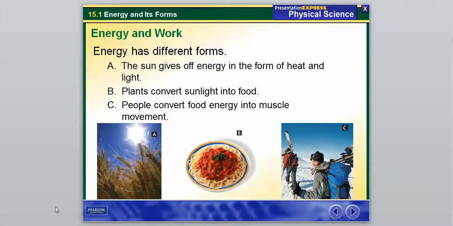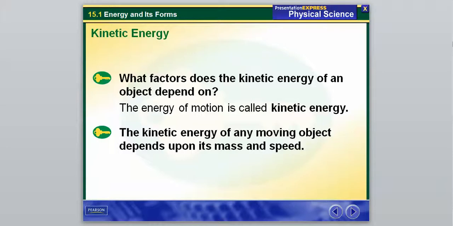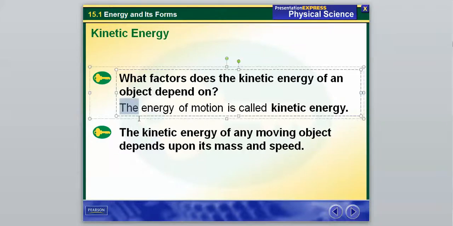So energy has different forms. From each step here, it's going to change into a different form. It's not being created or destroyed, which we'll get to a little bit later on, and you've probably heard that before as well. But a big thing, energy has different forms. One of those forms is kinetic energy, which maybe you've heard before. This is the energy of motion. So when an object is moving, it has what is called kinetic energy.